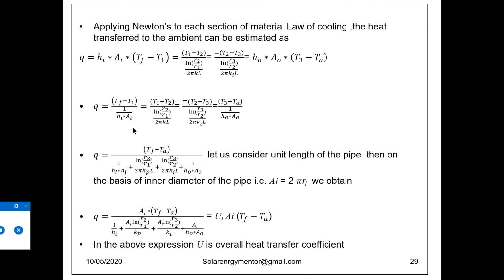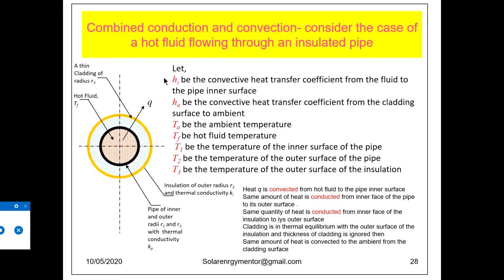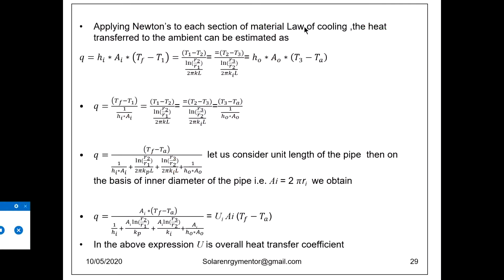So we are applying Fourier's law for cylindrical sections: (T2 minus T3) by natural log of r3 by r2 over 2 pi Ki L. Ki is the thermal conductivity of the insulation, and here it is the thermal conductivity of the pipe. This is equal to the heat convected out to the atmosphere, Ho Ao (T3 minus Ta). So this is all equal; the rate of heat transfer is the same.